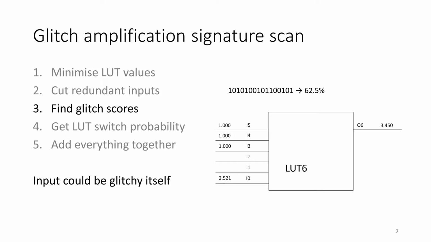So we do the same with all of the wires in the netlist between two flip-flops. Keep in mind that the input of a lookup table could have an already amplified glitch score, which then adds a different value to the accumulated score for the 06 wire. And then we add every value together in the netlist. For the unscored wires in the netlist, we just give them a default glitch score of 1 for now. This example will then give us a score of almost 11.